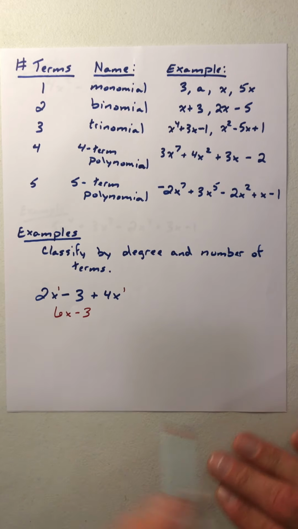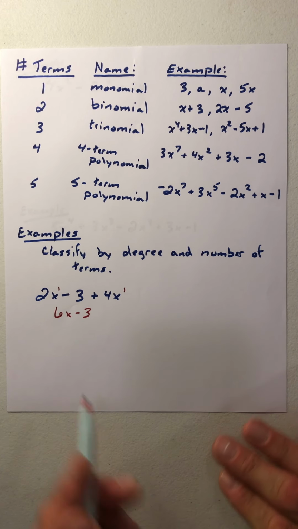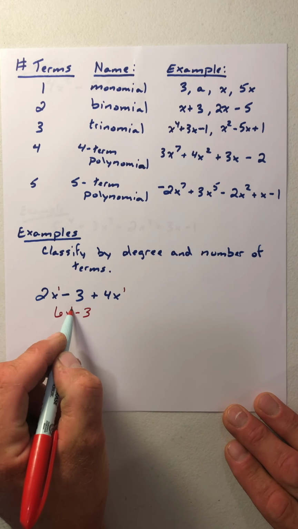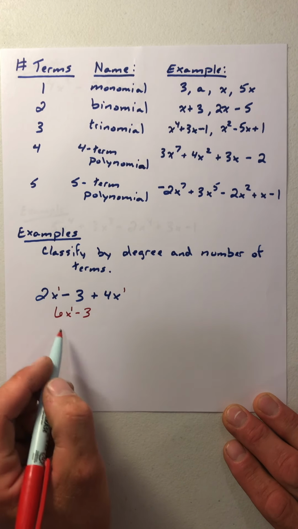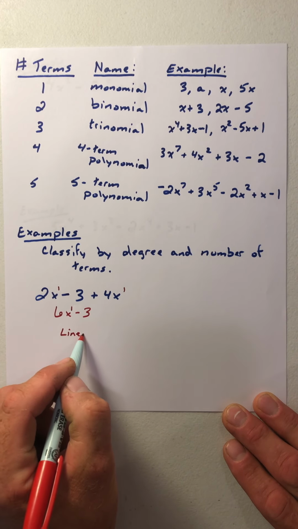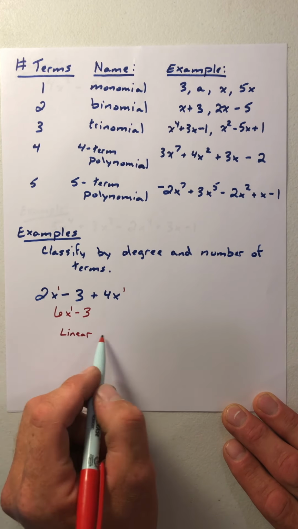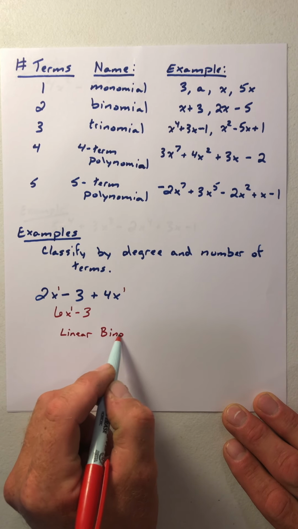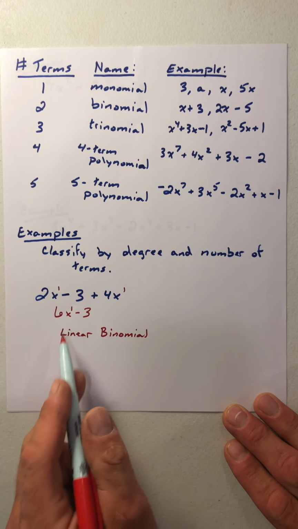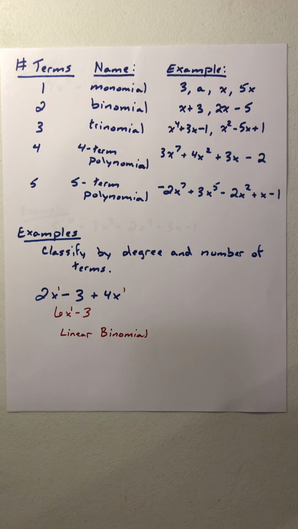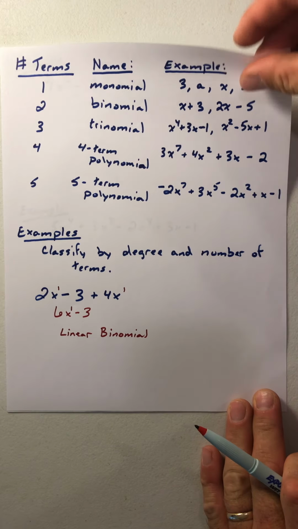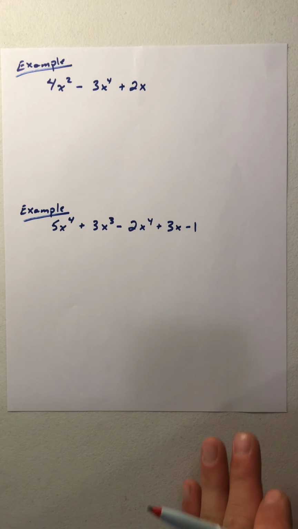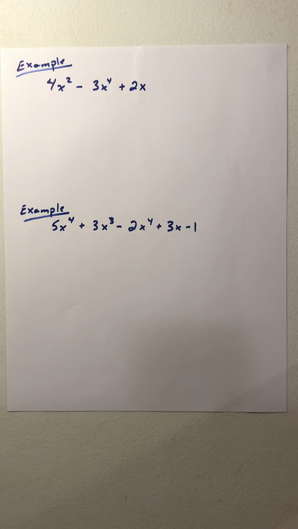Can't combine those because we don't have common terms. So how do we classify this? Well, our degree is 1, so that gives us linear. And we have two terms, so it's a binomial. So we call this a linear binomial. I like to give the degree first and then how many terms, but either way would be acceptable. That's the way I was taught, so that's the way I do it.